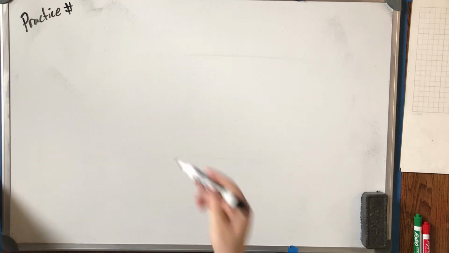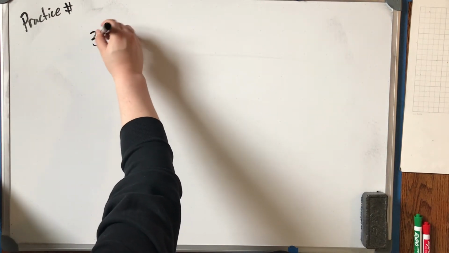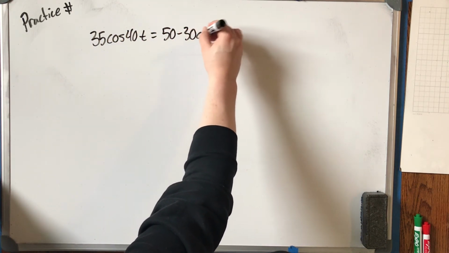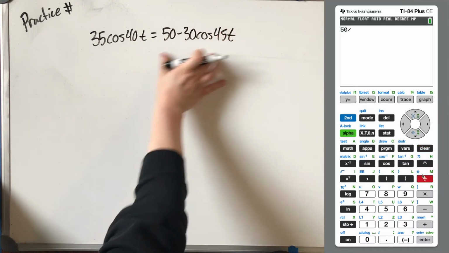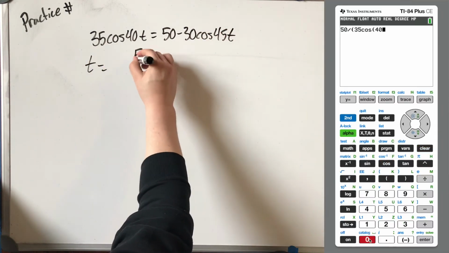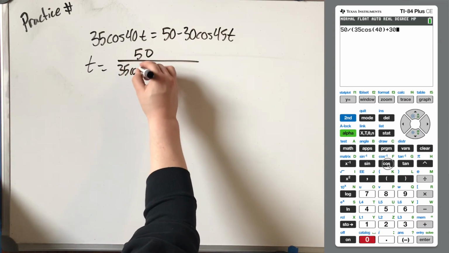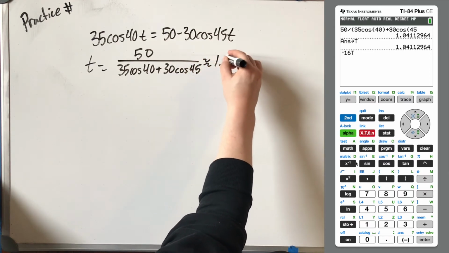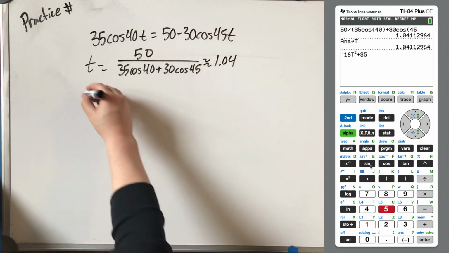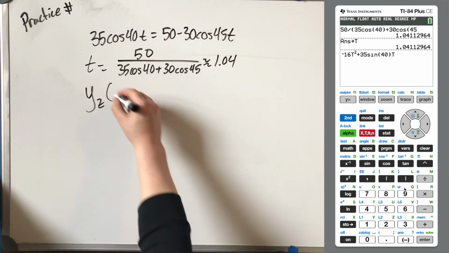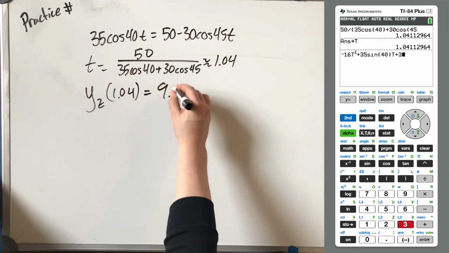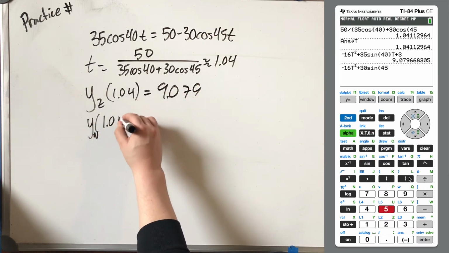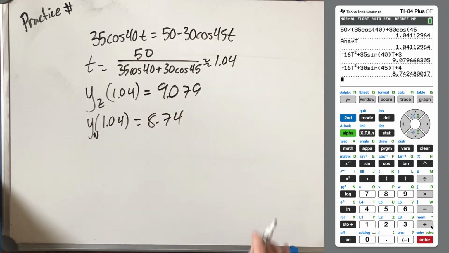For the last part for this one, I'm just going to set the x values equal to each other. So 35 cosine 40t equals 50 minus 30 cosine 45t. I will add this to the other side, factor out that t. I'm just going to do it all in one giant step, and then divide. So I end up with something like this, which gives me approximately 1.04. I'm going to plug that in for each one of them. So Xander, when I plug it into his y equation, I'm going to get 9.79. And then for Nick's equation, 1.04, I'll get 8.74.